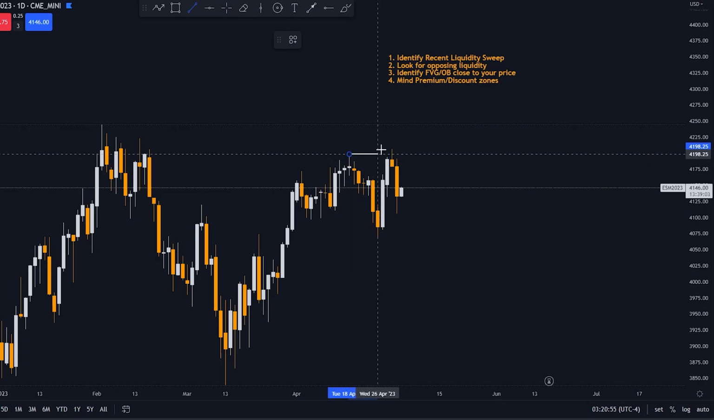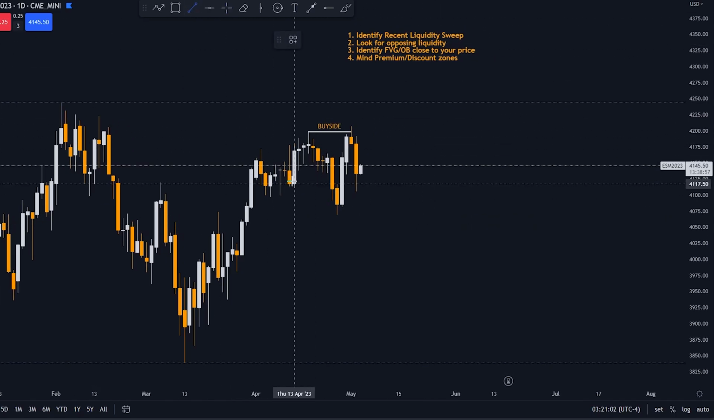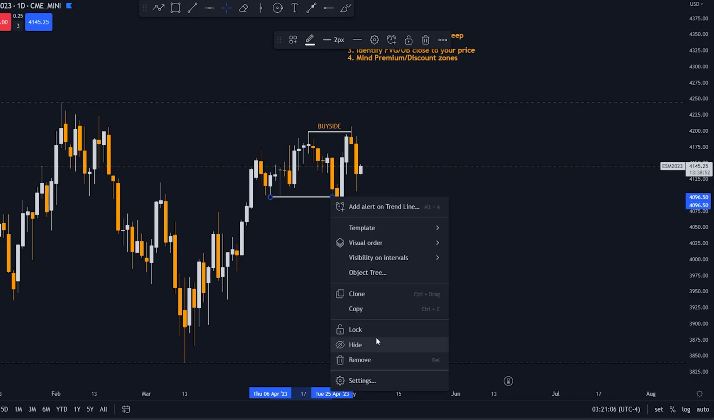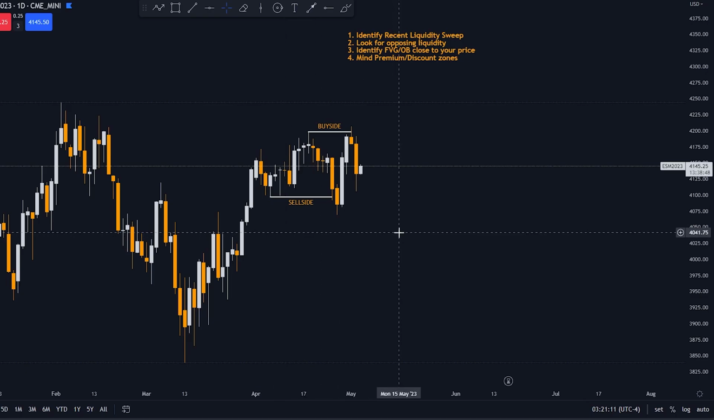So we can see that we took out this liquidity right here. This was our buy side liquidity. We also took out this liquidity before the sell side liquidity. So recent liquidity sweep. So we can see that we took the buy side. So now we're expecting to reach some opposing liquidity or some opposing inefficiency.